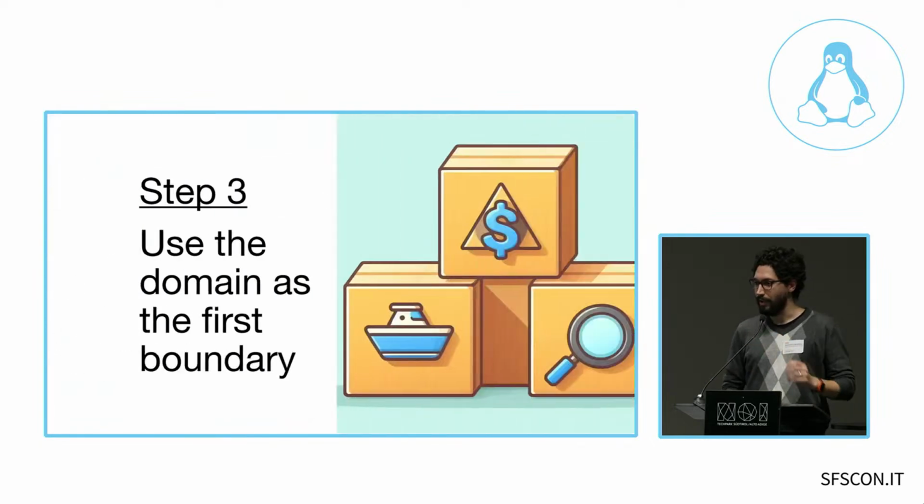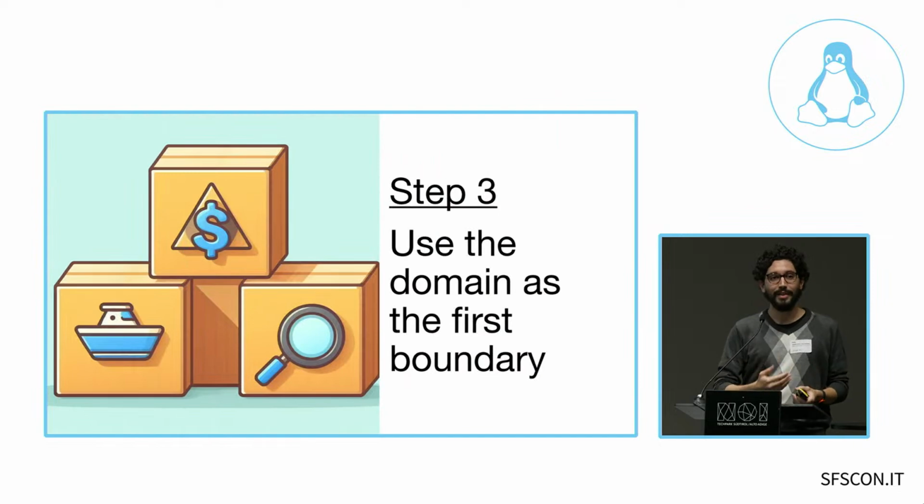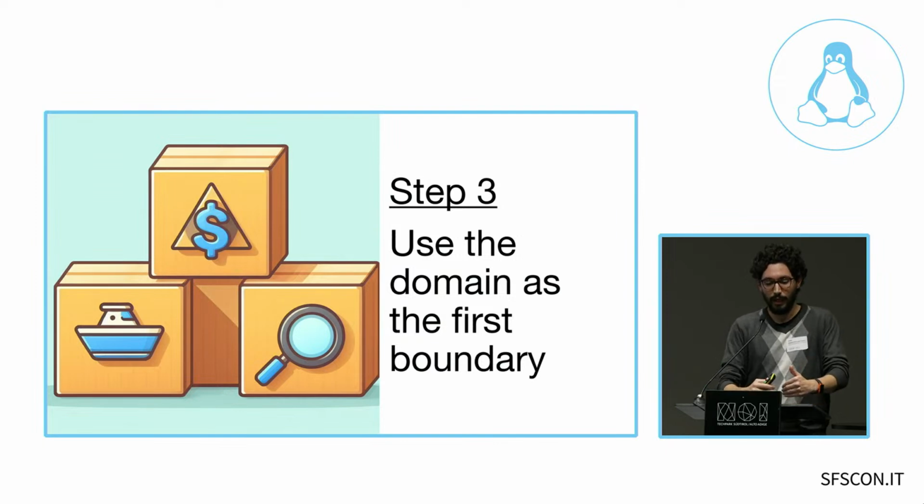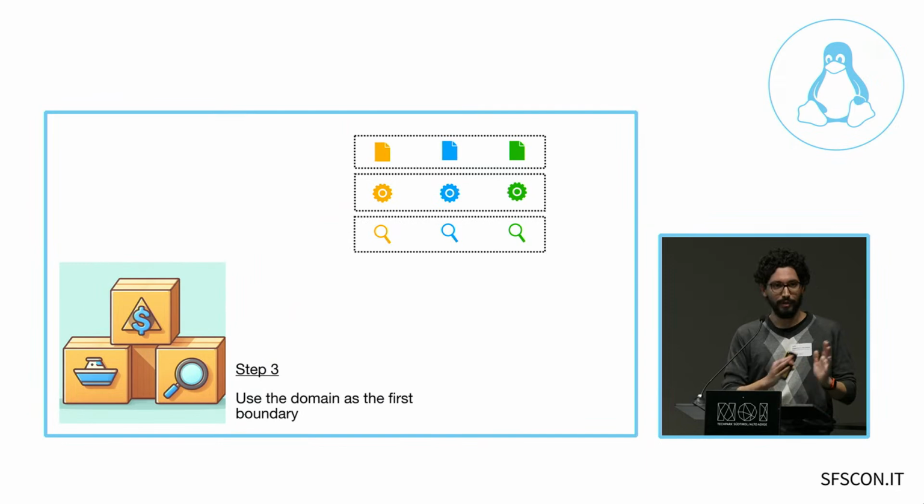Step number 3. The idea is to use the domain as the first boundary. So if we are talking about a big or medium-sized application that might have different areas in the business rules, the idea is to find the different sub-areas and use this as the first level of your boundaries. And then inside this subdomain, this sub-part of your domain, you can further divide it according to your needs, but the idea is to have the boundary driven by the domain.